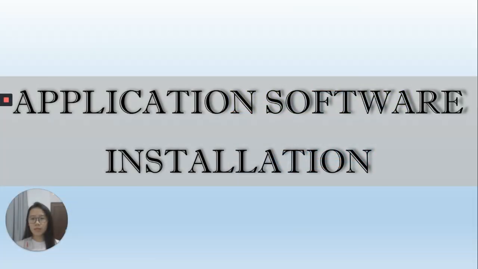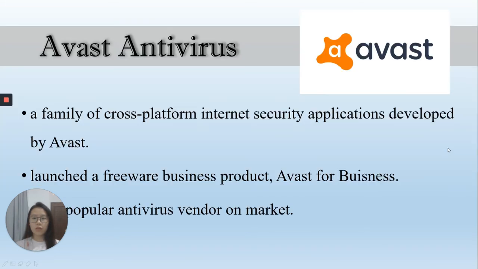My name is Tan Xiaoqing with metric number 270088. Now I would like to explain about the application software installation. For our group, we have chosen Avast Antivirus to install. So, what is Avast Antivirus? Avast Antivirus is a family of cross-platform internet security applications developed by Avast for Microsoft Windows, Mac OS, Android, and iOS.